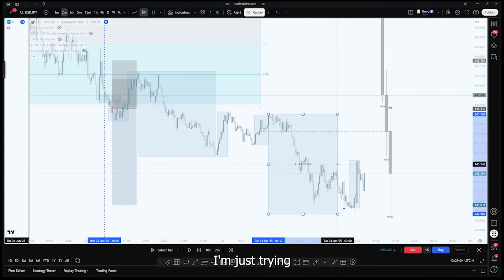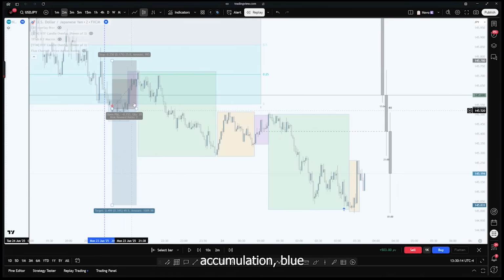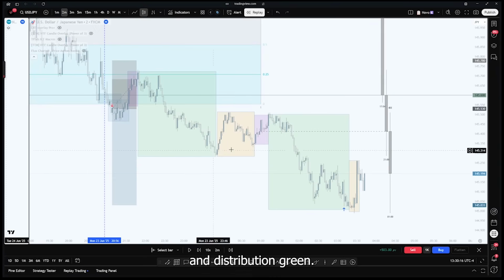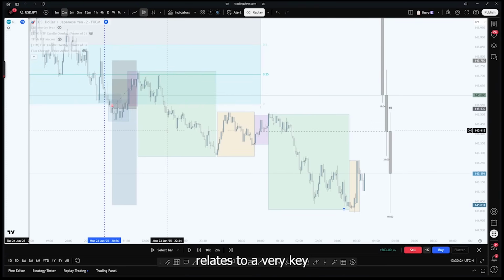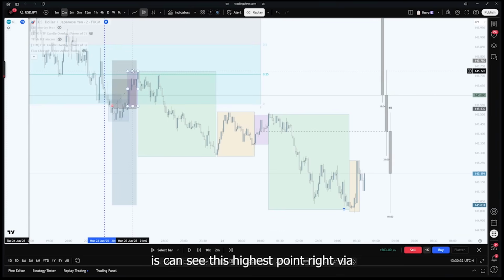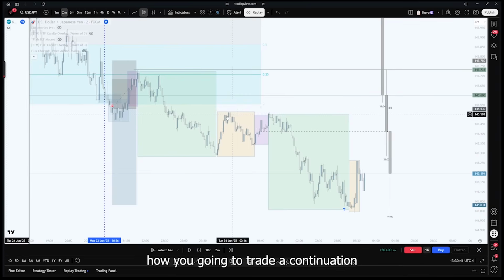Let me just try and color code this for you guys. So there you go, nicely color coded. Accumulation blue, manipulation purple, distribution green, and then exhaustion is orange. Once again, each and every single candle close relates to a very key manipulation. If price goes higher, it makes the wick of that candle. As you can see, this highest point right over here does translate to your major candle wick. And that is how you're going to trade a continuation. And yes, it is sometimes a longer trade, but that's the homeostasis of trading.